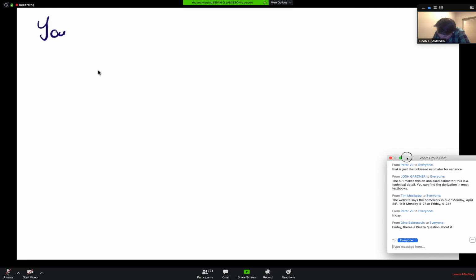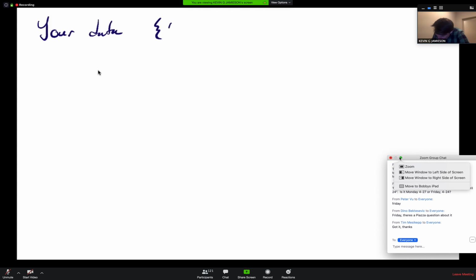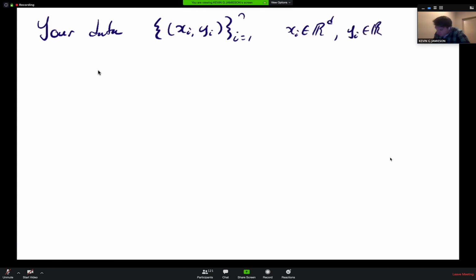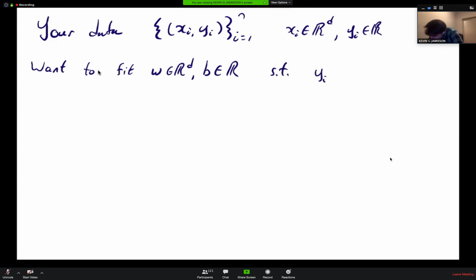So your data is these xi, yi pairs, where each xi is in R^d and each yi is in R. And what we'd like to do is fit a W in R^d and B in R such that yi is approximately xi transpose W plus B. Okay, this is approximate. We know there's going to be some noise. I'm not even going to make an assumption about where the data came from. I'm just trying to fit some linear line to it.